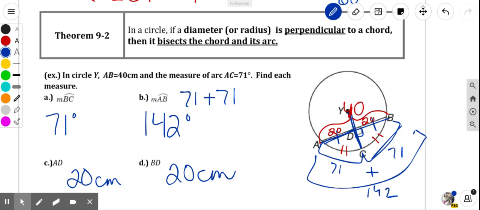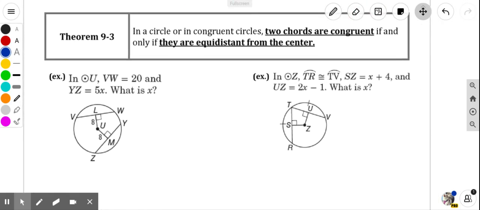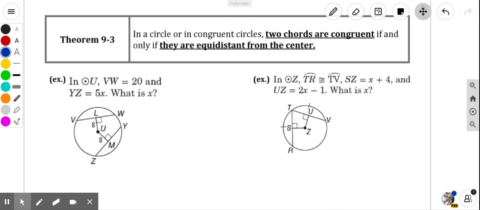Okay, the last theorem for this section says, in a circle or in congruent circles, two chords are congruent if and only if they are equidistant from the center. So remember, equidistant means the same distance. In this example right here, see how LU and UM are congruent? Those little segments, LU and UM, represent the distance from the chord to the center.